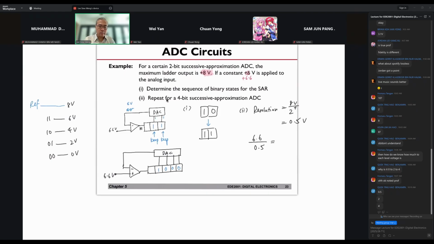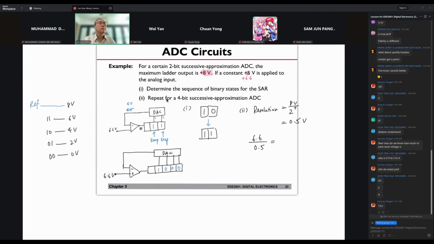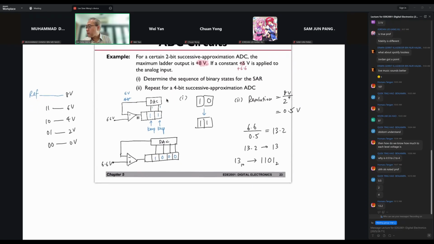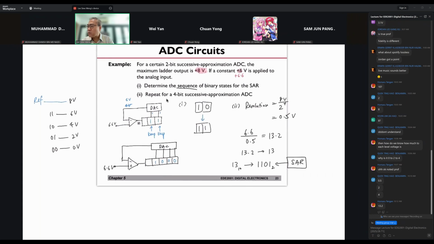Yes, 13.2. But there isn't a 13.2 level, so it will be truncated to 13. Level 13 in binary is 1101. So finally in your SAR, the final output will be 1101. Now they're asking for the sequence of it.